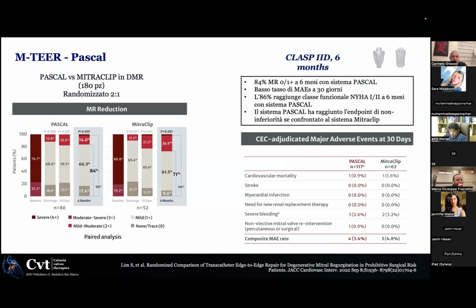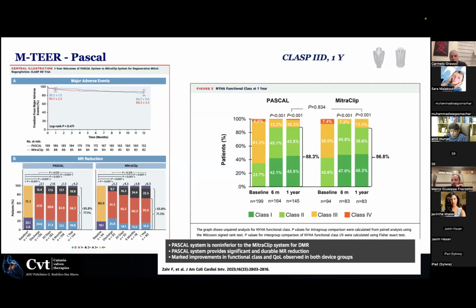This is instead the CLASP IID trial. It was made by Edwards, and it is a direct comparison between Pascal and MitraClip in degenerative mitral regurgitation. It randomized 180 patients, and you can see even at the result of 1 year that the Pascal system is non-inferior to the MitraClip system for DMR.